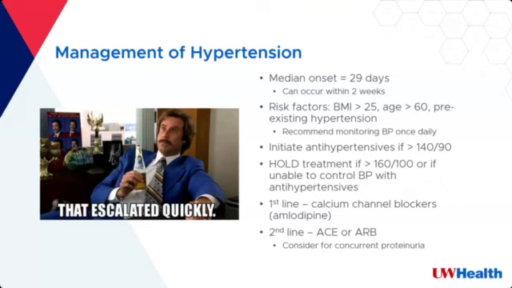There is data to support specific antihypertensives and their use in this space. The first line choice is our calcium channel blockers like amlodipine. For patients who do have concomitant proteinuria, which can happen with our VEGF inhibitors, the recommendation is to use an ACE inhibitor or an ARB, so considering agents like lisinopril or losartan.